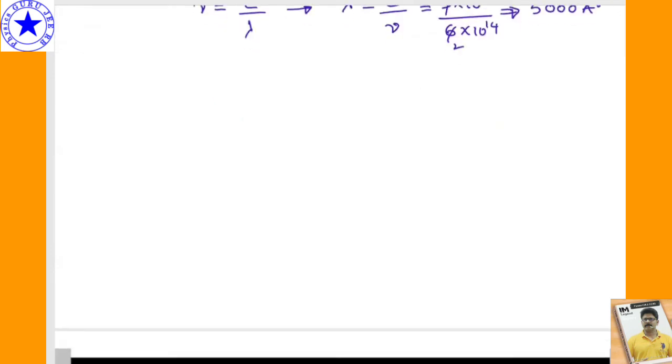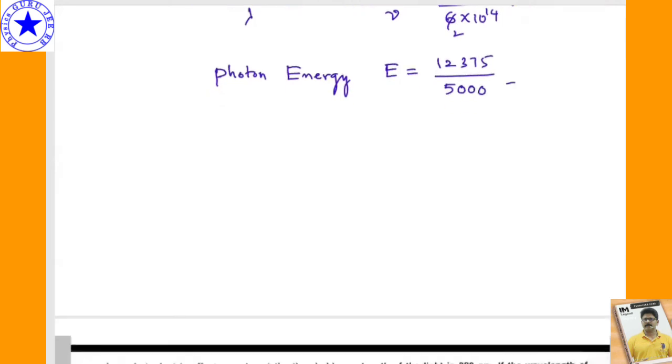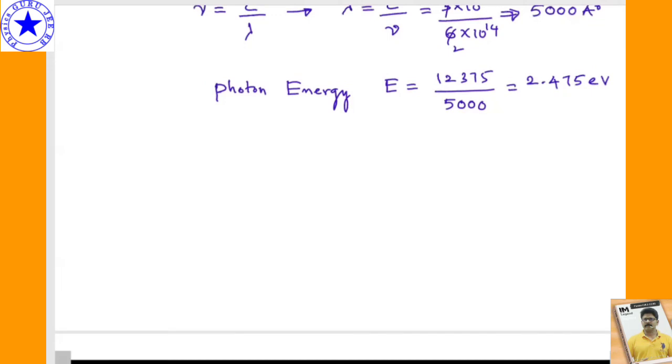Next, a photon of energy. Now we want the photon energy. If I take photon energy, E is equal to 12375 by lambda, where lambda is in angstrom, 5000. That is nothing but 2.475 electron volts. Hopefully it is clear.